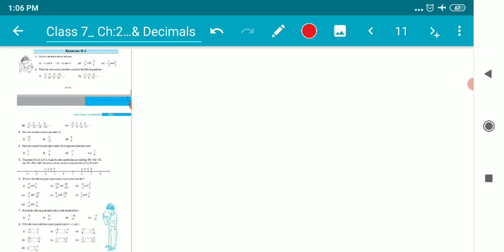Children, we have been dealing with the chapter on rational numbers, and we are over with the concepts of factors and multiples, fractions and decimals. So in this video, children, we will discuss something very interesting and very useful in mathematics, called rational numbers. Children, why is it so important?